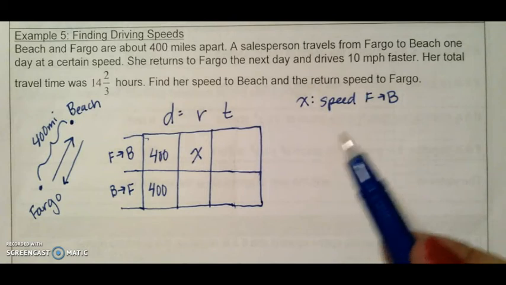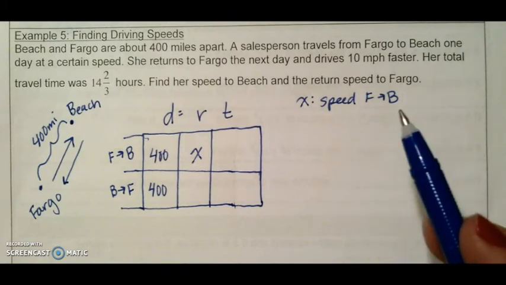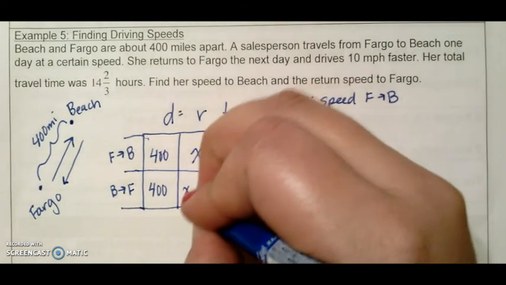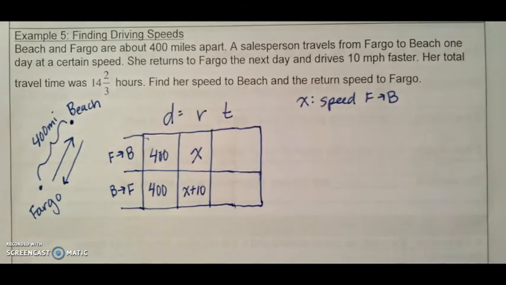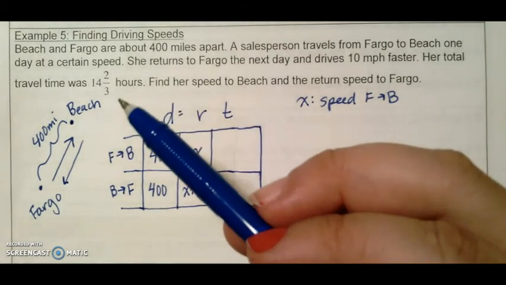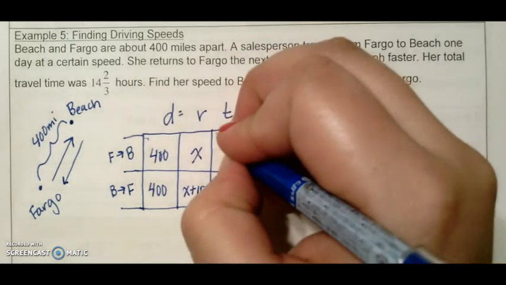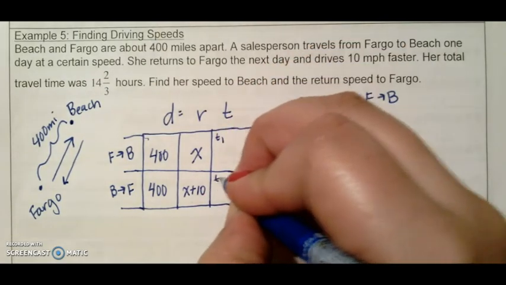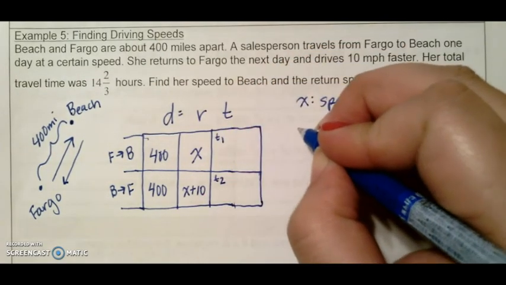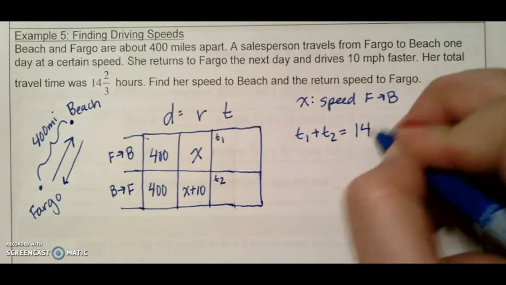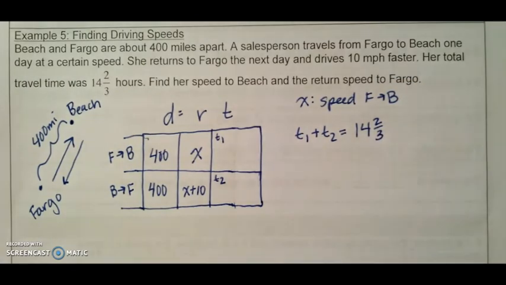She returns to Fargo the next day and drives 10 miles per hour faster. So her rate is faster. It's going to be x plus 10. Okay. Her travel time was a total of 14 and 2/3 hours. So if I take her time here, we'll call it time 1 and time 2. I know that her total time, time 1 plus time 2, is 14 and 2/3 hours.